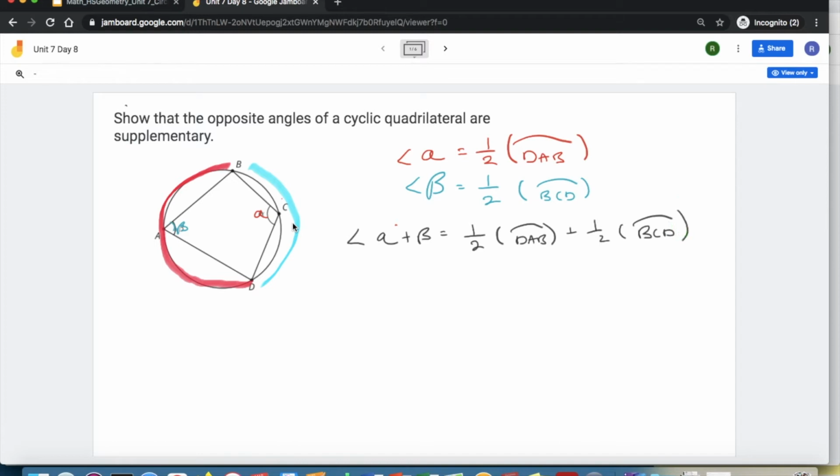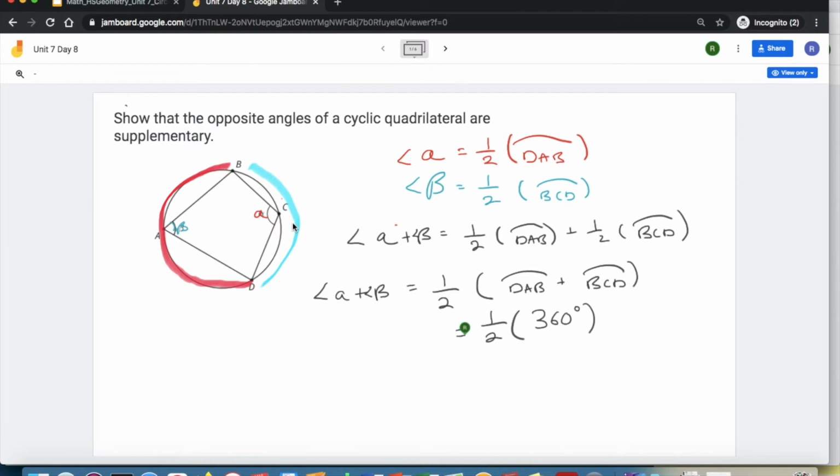From here, I'm going to bring angle alpha plus angle beta down. I could factor out the 1/2, and I'm left with arc DAB plus arc BCD. What do I know about arc DAB and arc BCD? I know that they add up to 360 degrees because they make up a circle. So I could substitute that in there, and now I have 1/2 of 360.